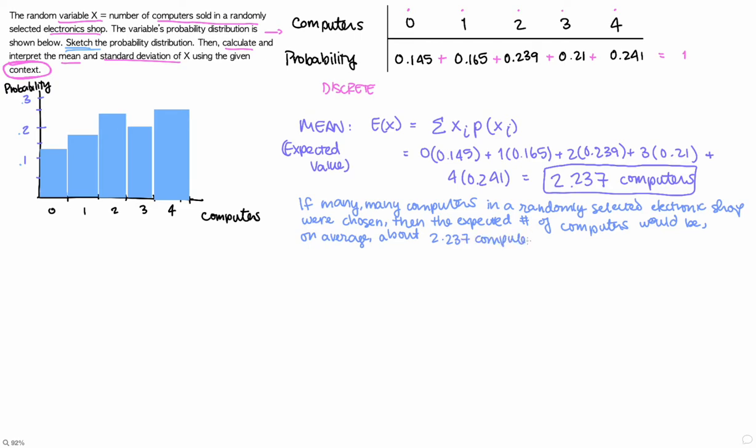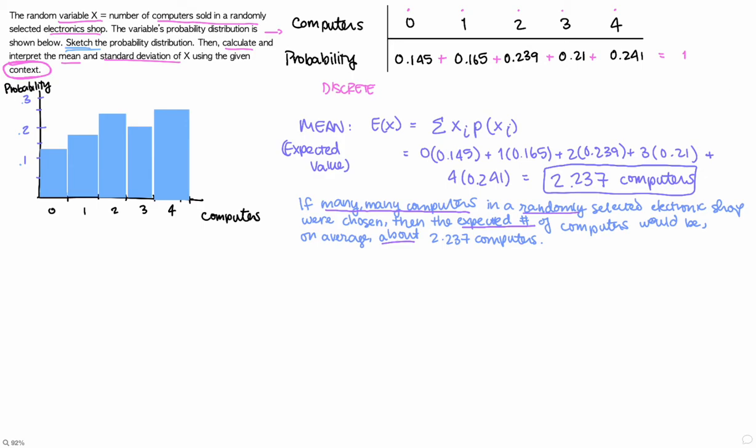So here we've discussed all the important parts of the mean, right? We have the many, many computers. This is in the long run, so many, many repetitions. We have randomly selected. Then the expected number of computers would be about this amount. So that looks like a pretty solid interpretation to me.